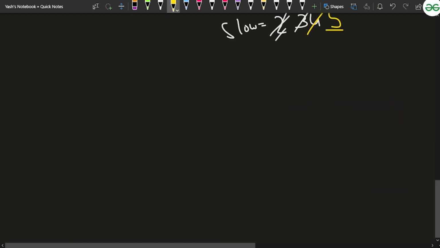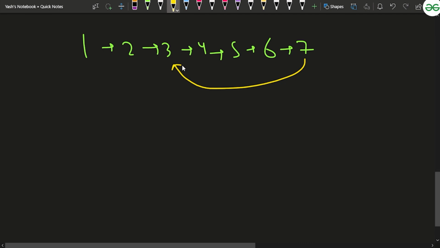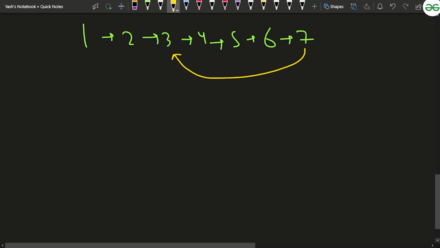If you want, we can check out another example. Let's try and see a bigger example. Let's say I take 1, then 2, then 3, 3 to 4, 4 to 5, and 5 to 6, then 6 to 7. Let's say the example that I'm taking is this.